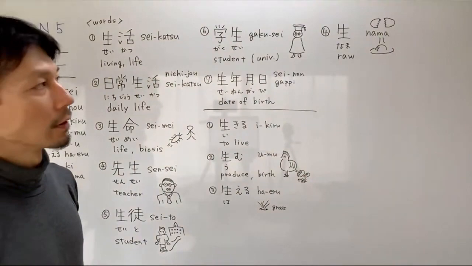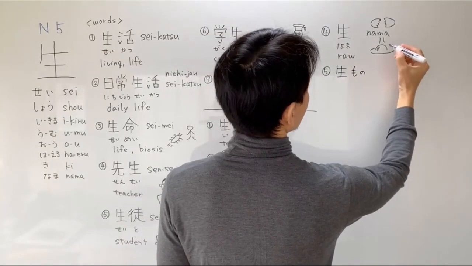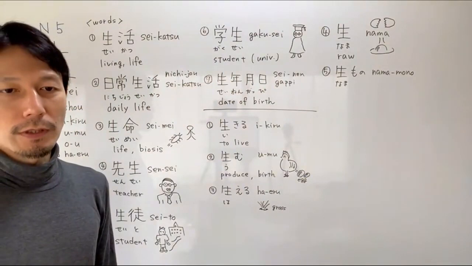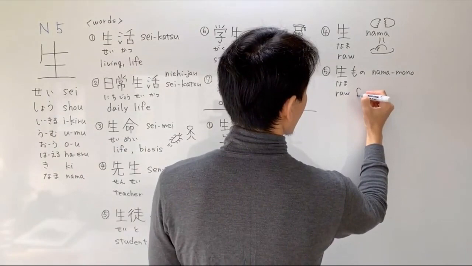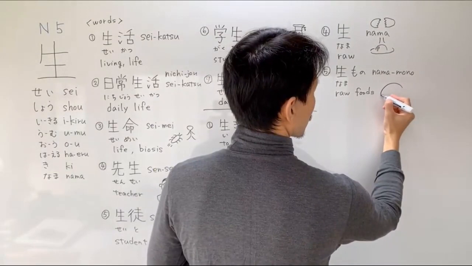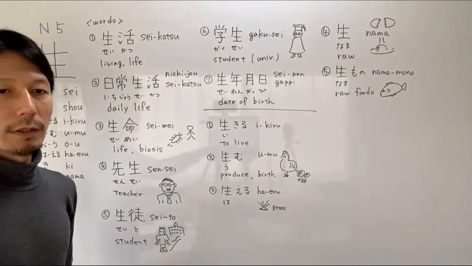And number five. Namamono. Namamono means raw foods. Alright, and so on. And next is special readings.